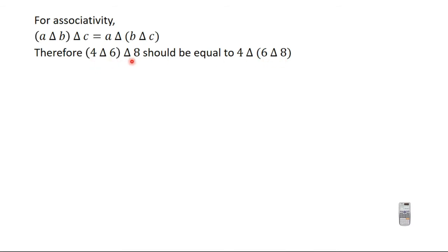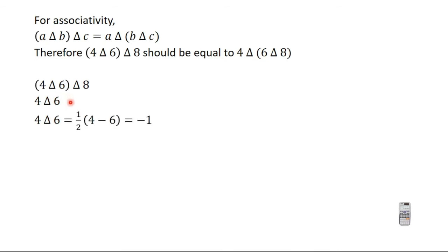We are going to solve for the first one. If we are able to get this as equal to the second one, then we say that delta is associative. So we are going to take the left hand side. When we take the left hand side, we have 4 delta 6 delta 8. Remember that I said whenever you have this, you first have to compute for what is in the bracket. So we are going to compute for 4 delta 6.